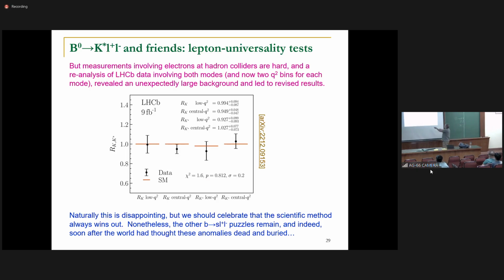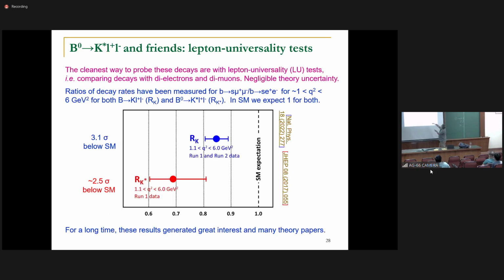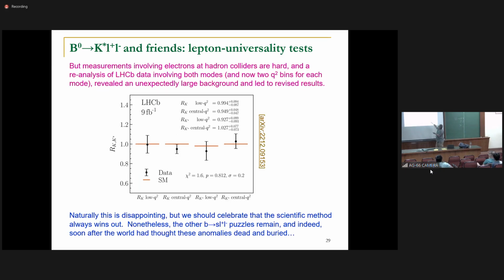So this plot here is rotated with respect to this plot. Now RK and RK star are on the vertical axis, and measurements have been made in actually two bins of q squared for both RK and RK star. And the message is very, very clear. These results are consistent with unity.